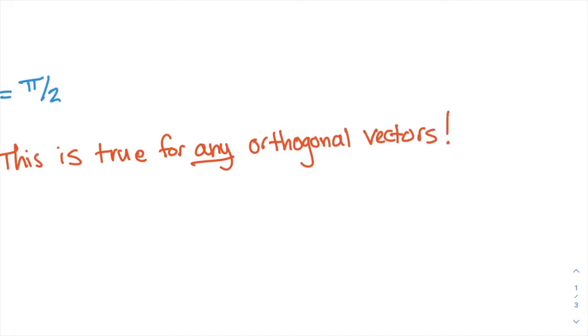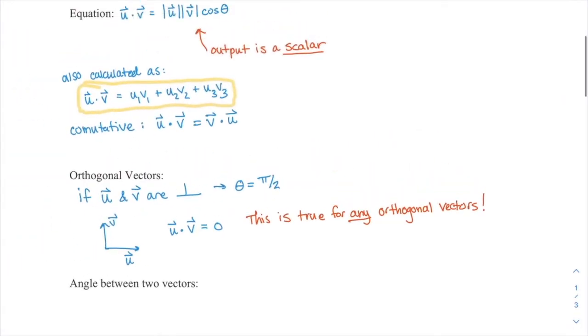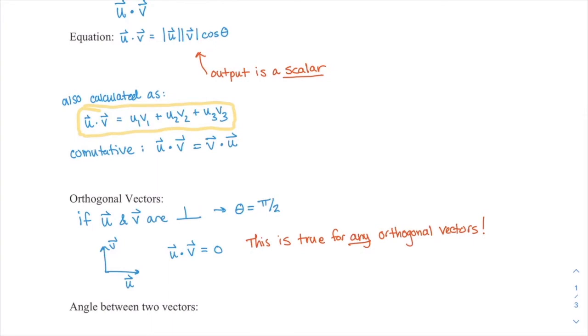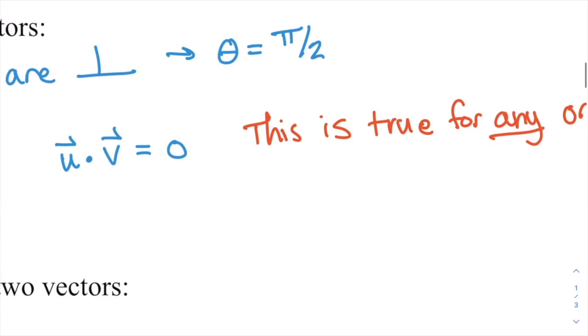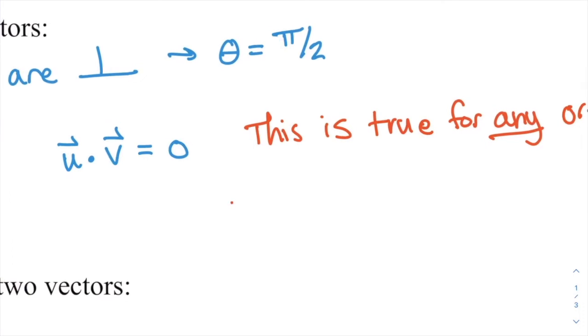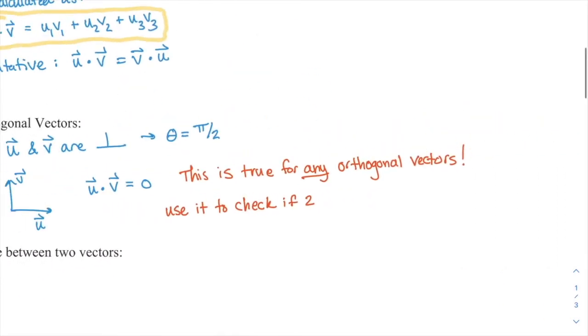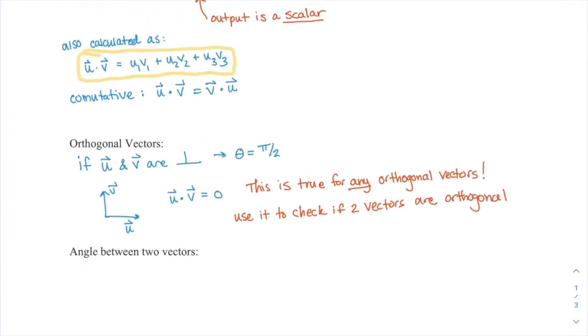So oftentimes when we're doing vector calculus or vector algebra, we'll need to determine if two vectors are orthogonal, and the easiest way to do that is to take the dot product between the two and check to see if it's 0. So this is a great way to check if two vectors are in fact orthogonal. So that's a really neat and useful property of the dot product, is checking for orthogonality.